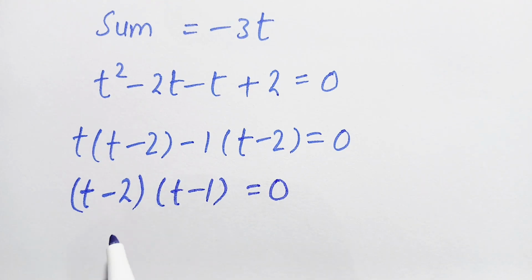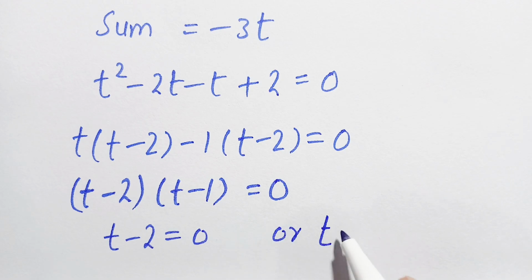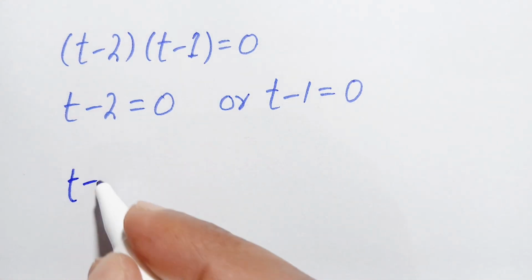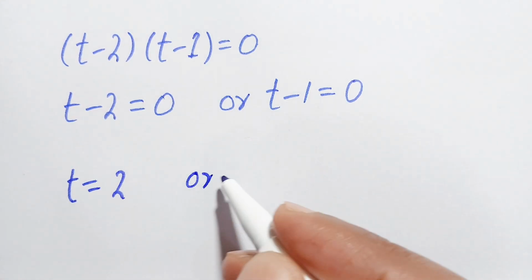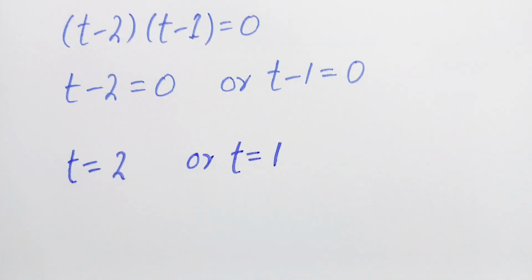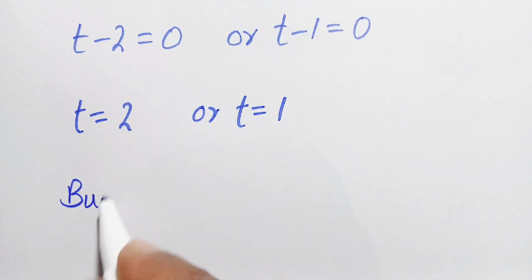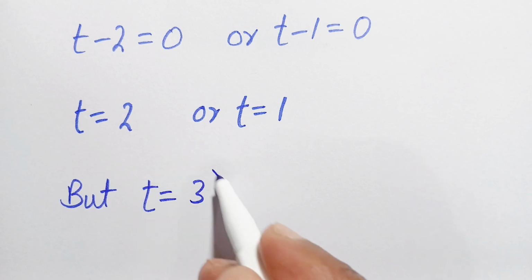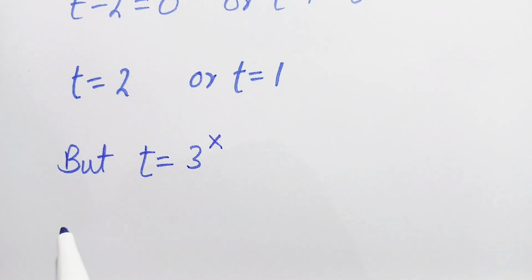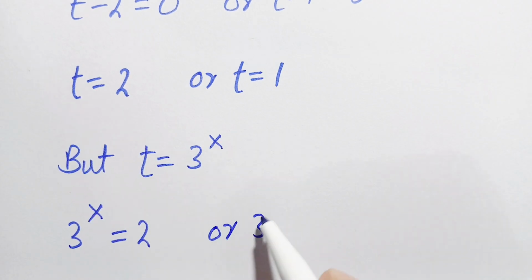Therefore, we have two possibilities. One is t minus 2 is equal to 0, or t minus 1 is equal to 0. Now we can write this as t is equal to 2 or t is equal to 1. But we can write t as 3^x. Therefore, 3^x is equal to 2, or 3^x is equal to 1.